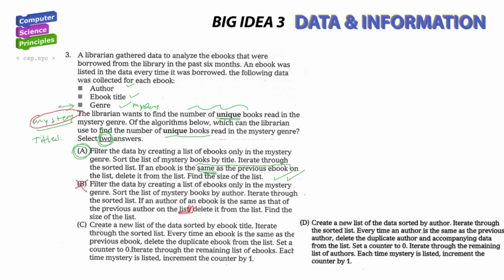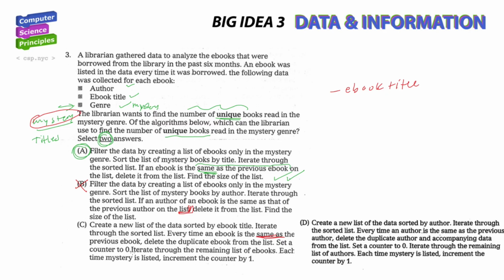Okay, so C, it says create a new list of data sorted by ebook title. So I'm going to write that over here, ebook title. So it's going to order everything by ebook title. And then it's going to iterate through the sorted list. So it's going to go through one by one. And every time an ebook is the same as a previous ebook, it says is the same as. So this is assuming ebook title being the same means that it's the same book, which isn't necessarily always the case. So I really don't like this question, but it is assuming that the same ebook title means that it is the same book. And it says delete the duplicate ebook from the list.